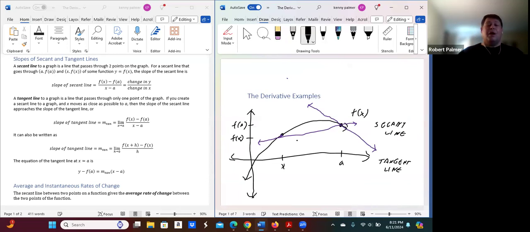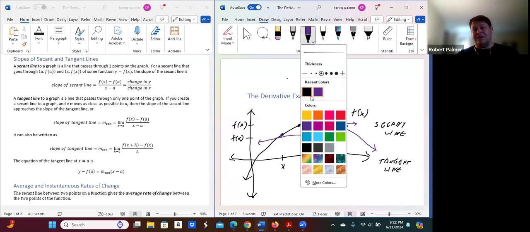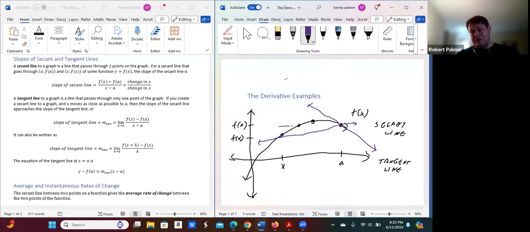Now, how can I get here from there? Well, if I move this point x toward A, say here, and maybe here, and draw those same secant lines, you can see that they are getting closer and closer to the tangent line. If I move x all the way over here as close as possible to A, the secant line will actually become the tangent line. That's what this says down here.